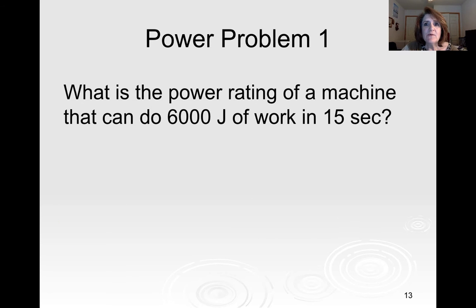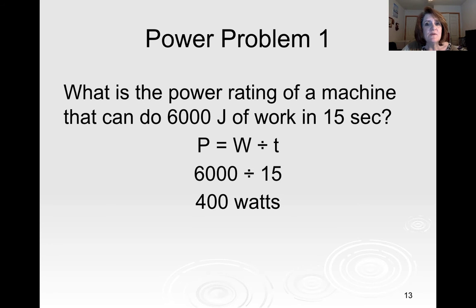So what is the power rating of a machine that can do 6,000 joules of work in 15 seconds? Power is work divided by time. 6,000 divided by 15 would be 500 watts.